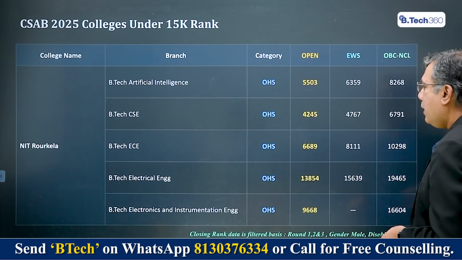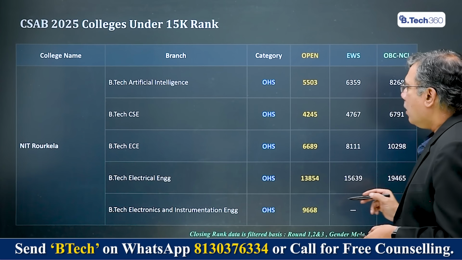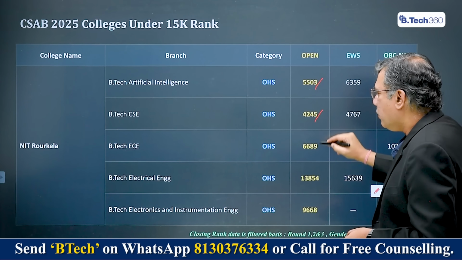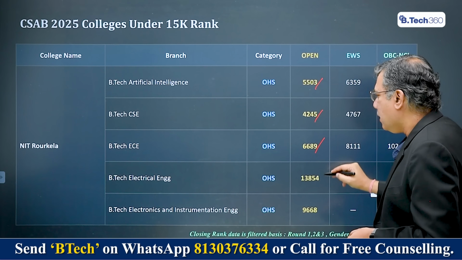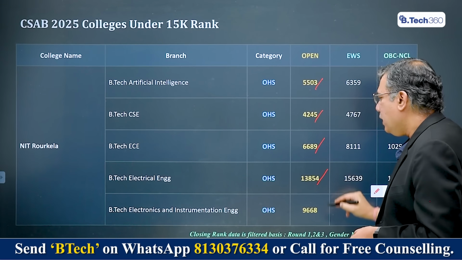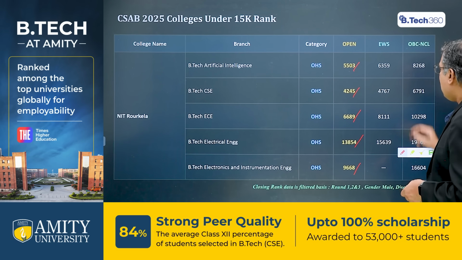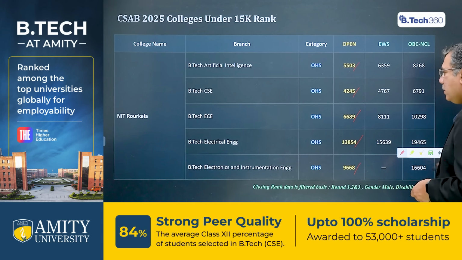Then we move to NIT Rourkela. Btech AI is 5,503. Btech CSE is 4,245, Btech EC is 6,689, Btech Electrical Engineering is 13,854, Btech Electronics and Instrumentation is 9,668. EWS and all those things also you have it, you can take a note.